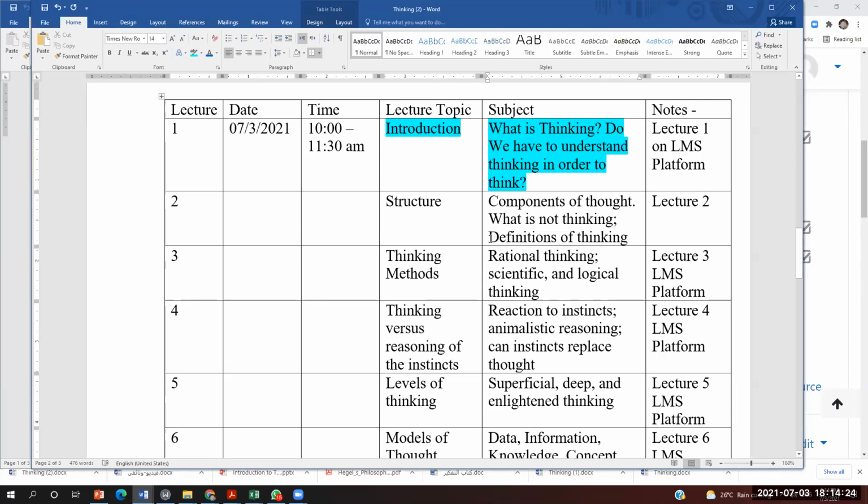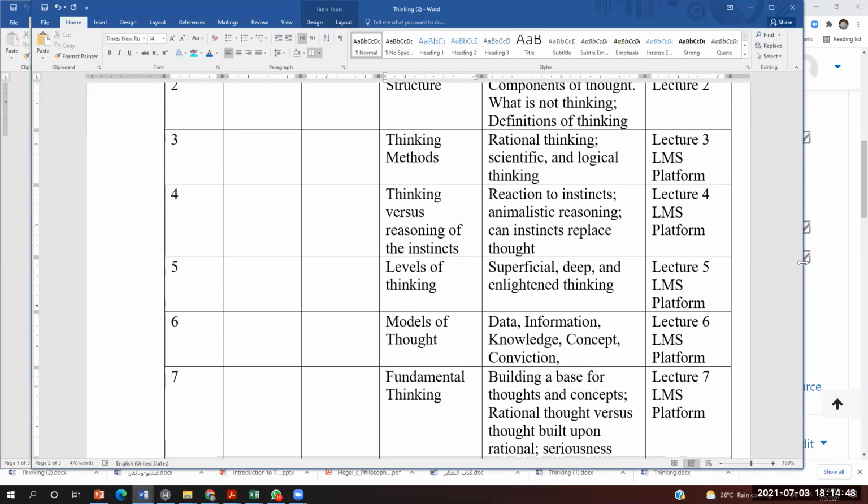We'll start going into the real meat here. We'll talk about thinking methods. What are the thinking methods? We'll talk about thinking in general versus what is called reasoning of the instincts. Sometimes our instinct can tell us something. Is this really thinking or something similar? So we'll talk about levels of thinking. We'll define 3 levels: the superficial, deep, and enlightened.